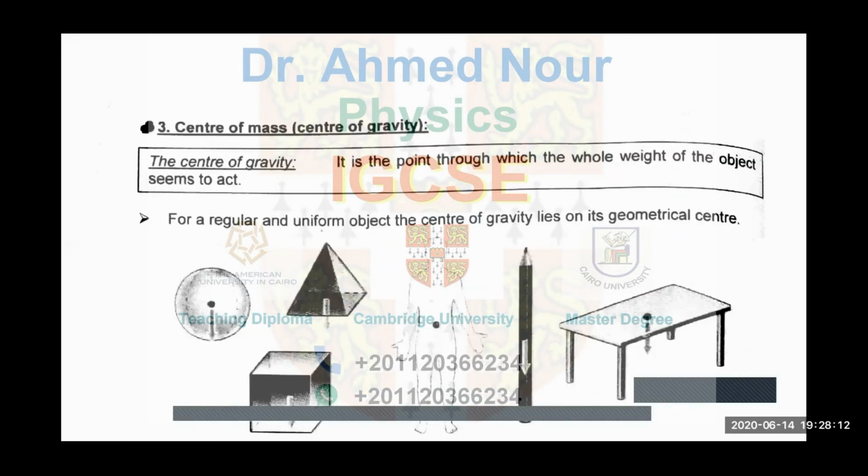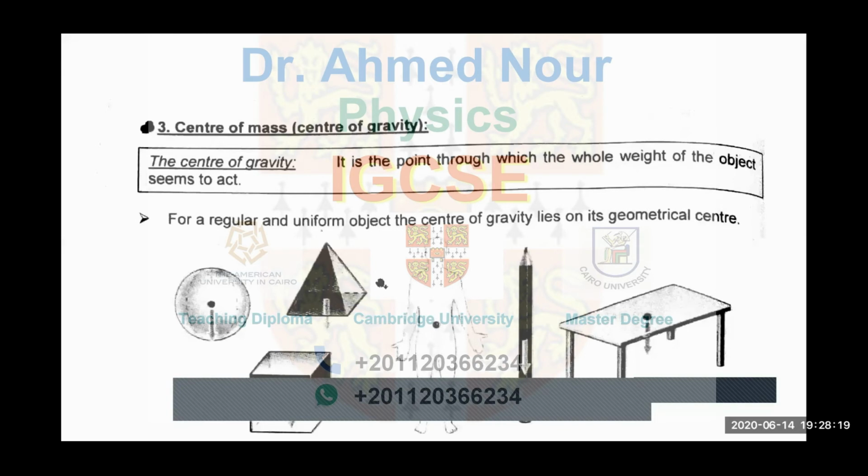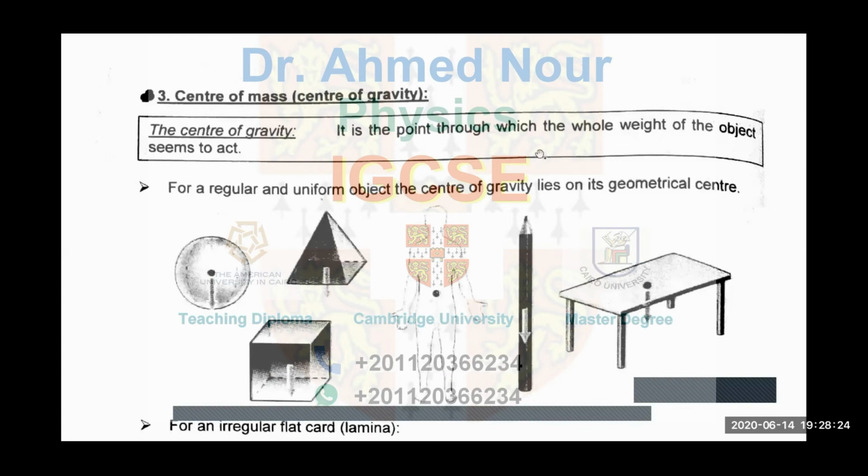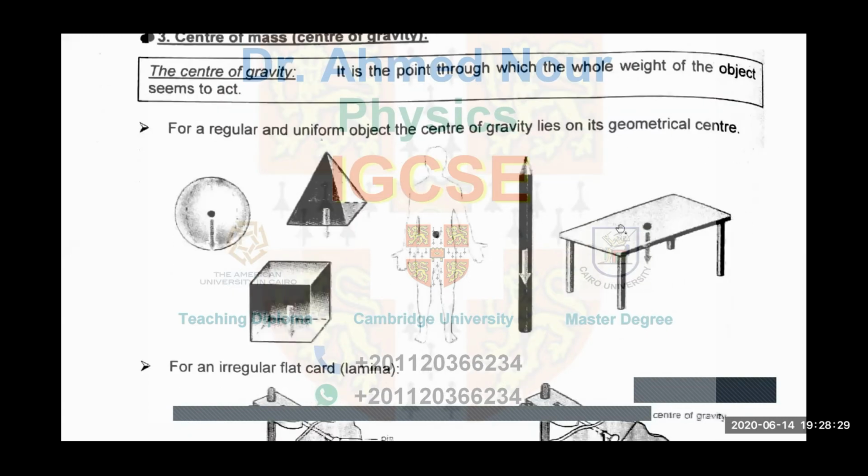When we speak about equilibrium, we have to see one important scientific term, which is center of mass or center of gravity. The center of gravity is the point through which the whole weight of the object seems to act. See this table, where is the center of gravity or center of mass? At this point in the middle, and for the pencil, this is the center of gravity. This is the point through which the whole weight of the object seems to act.